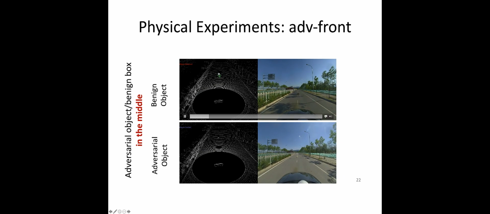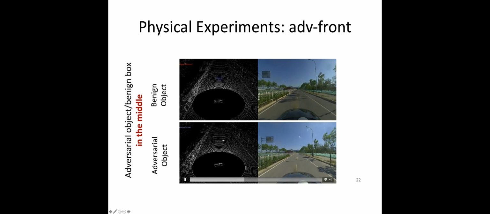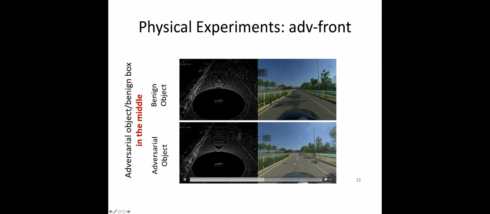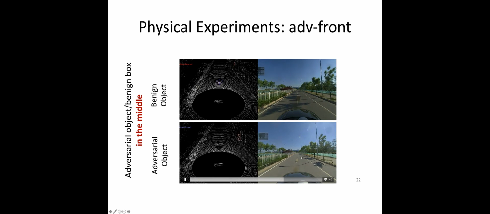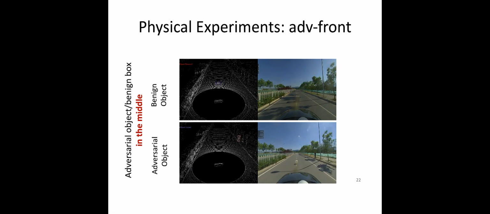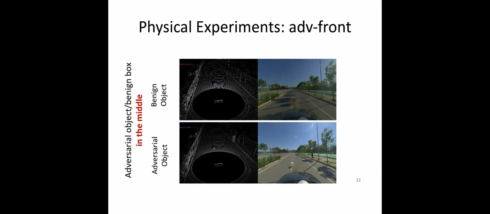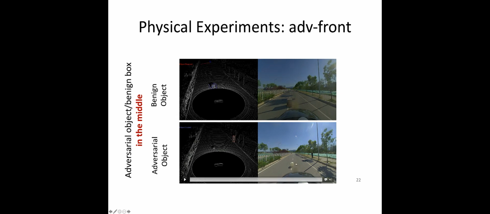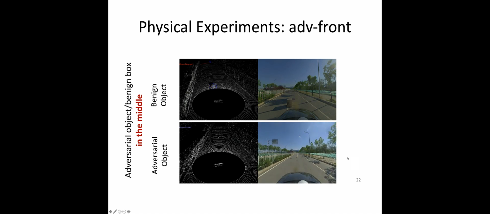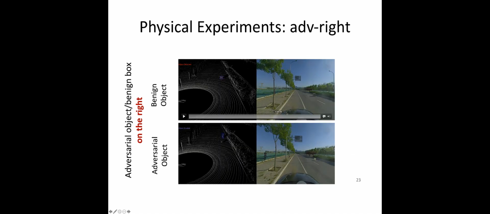You can see with the car driving by, this consistently shows the green box here, but on this row, the adversarial object can never be recognized by the LiDAR systems in the real world. So it shows that it is possible the car will run into this object if the LiDAR cannot detect it. Similarly, we put the object on the right side instead of in front of the car, and then we drive the car again.